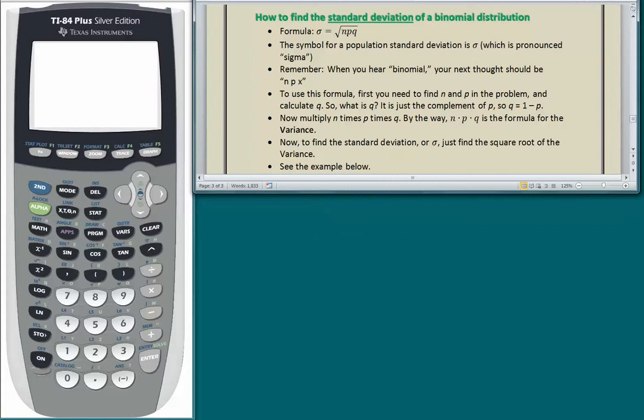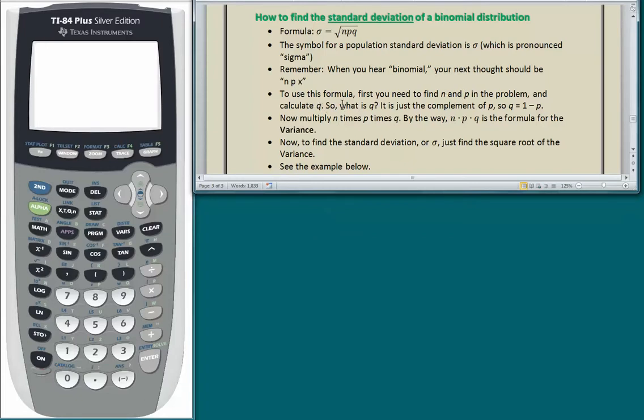Just like there is a formula to find the mean, there is also a formula to find the standard deviation. And here you see the formula. Sigma, that is the Greek letter, and that stands for the standard deviation of a population, equals the square root of n times p times q. So the symbol for a population standard deviation is sigma. When we hear binomial, we think n, p, x, and it's the same n and the same p. We find n and p in the problem, and we calculate q.